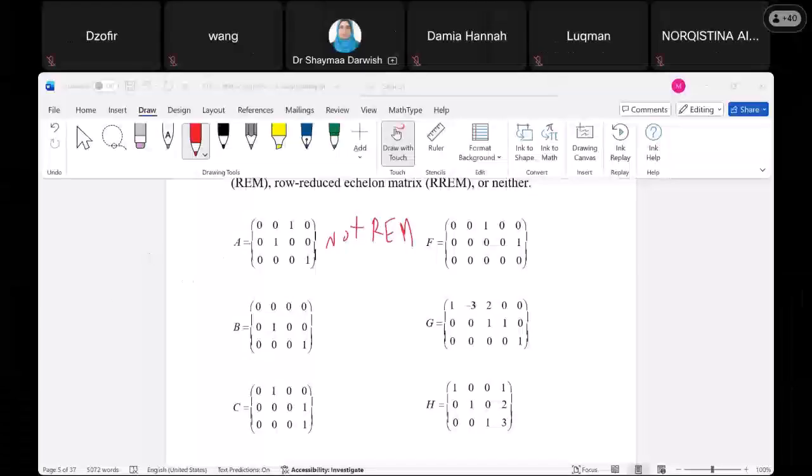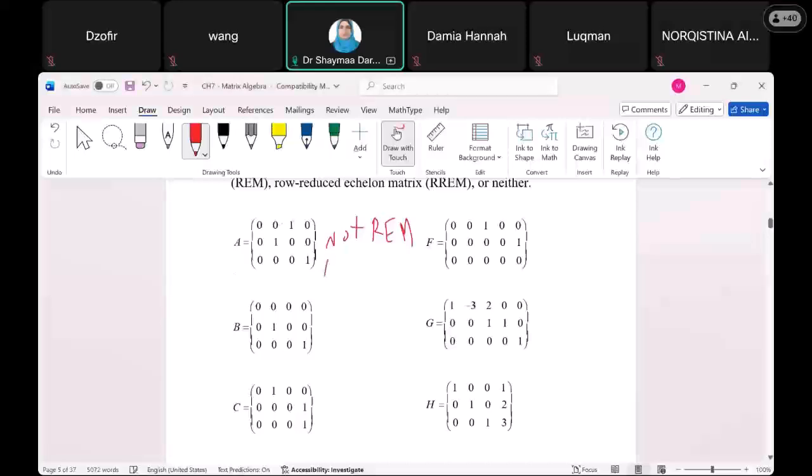Yes, switch R1 and R2. You need to replace R1 and R2.